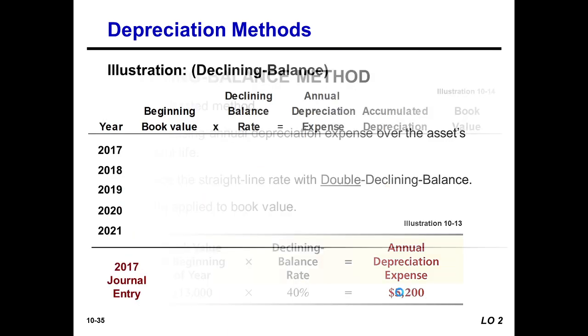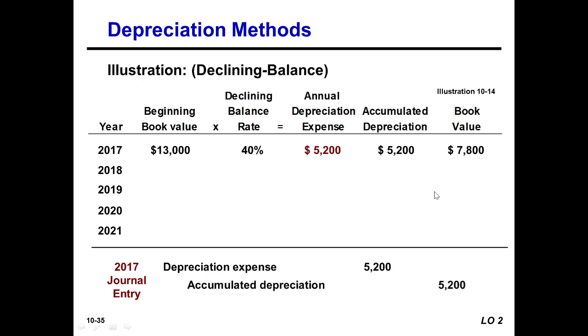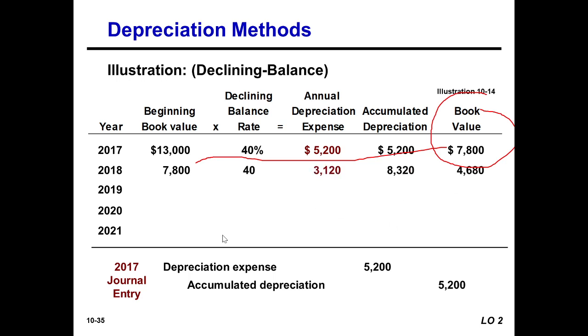Okay, now move to the next slide. This is the beginning book value, $13,000, declining balance rate 40%, annual depreciation expense 5,200, accumulated depreciation this same figure, book value 7,800. Okay, this is the depreciation expense debit, and accumulated depreciation this one credit. Now beginning book value, please look here, this is book value, and the same amount will be here, the book value. Okay, and 40%, then this figure, and then it will be the same book value.